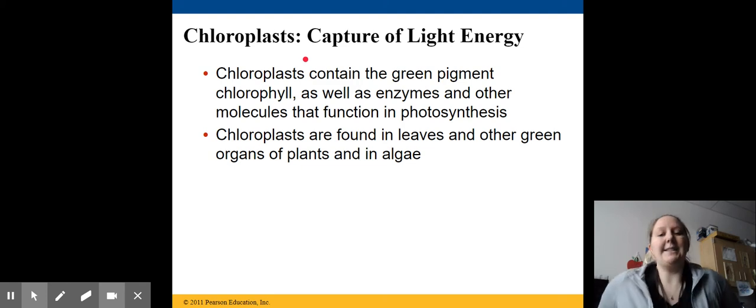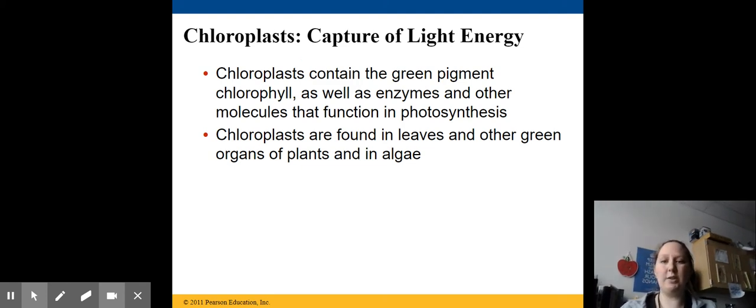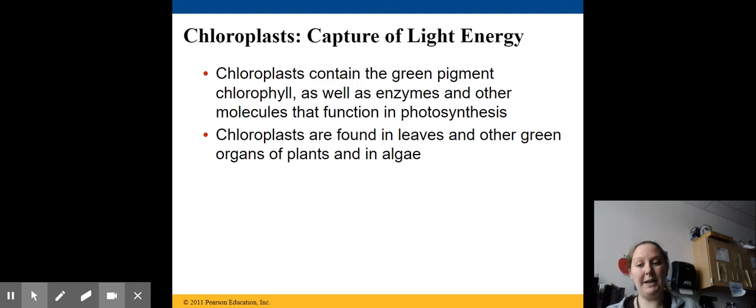Chloroplasts have that same two membrane system, except it looks a little bit different. Chloroplasts contain a green pigment called chlorophyll, as well as enzymes that help photosynthesis take place. So that's why, for us, leaves look green in the summer. That's because that's where the chloroplast is in the plant and where photosynthesis is happening for that plant.